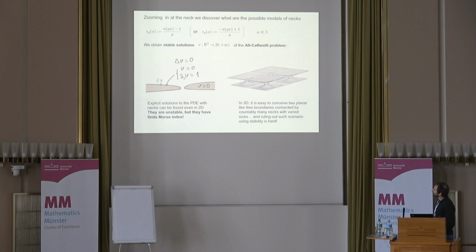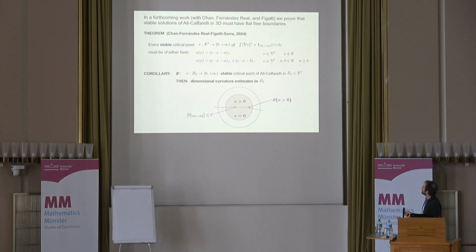And in 3D, as I said, it's even worse, because it's easy to conceive two planar-like free boundaries joined by multiple necks with sizes going to 0, and each neck contributes nothing to the left-hand side of the stability inequality. So ruling this out in 3D is hard. At least it was hard for me, and this occupied us for some years now.